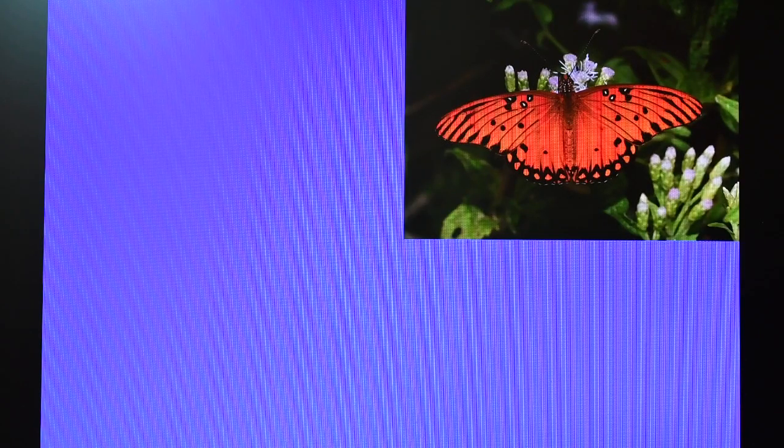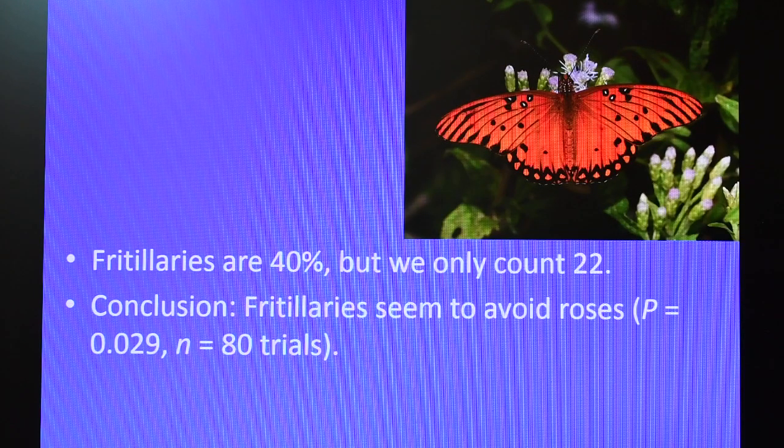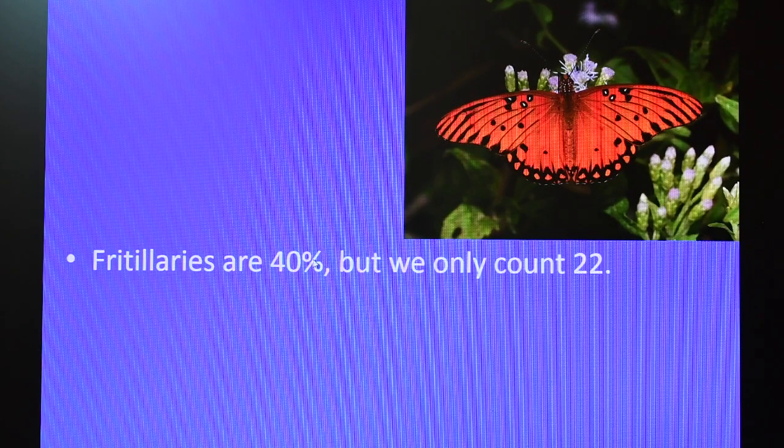Let's look at the fritillaries, just to see what's going on with them. This is just another example very similar to the one I just did. Fritillaries are a lot more common than the monarchs, about 40% of these butterflies. But watching the roses, we only count 22 of them, which is kind of low, because the mean here would be 0.4 times 80, which is 32. So this is a count of 10 lower.